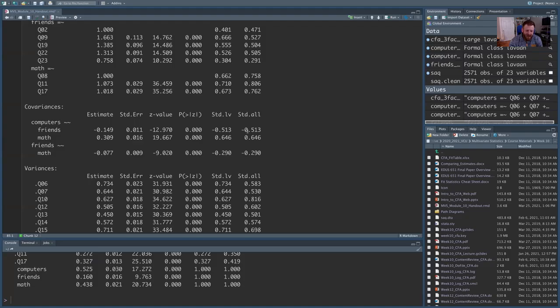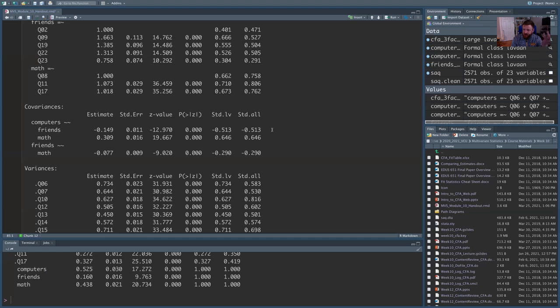And so if you go over here to STD all, this gives you the correlations, essentially the correlations between the latent factors, not the covariances, which are unstandardized, but the correlations. So the correlation between computers and friends is essentially minus 0.5. So what that tells you is someone with more anxiety about working with computers tends to have less anxiety about friends judging them, right?